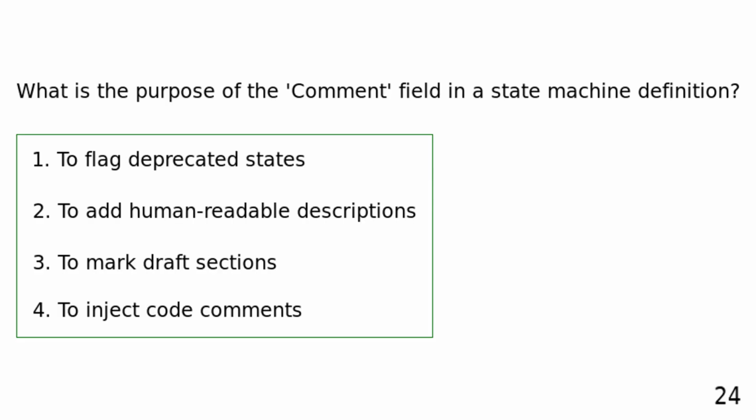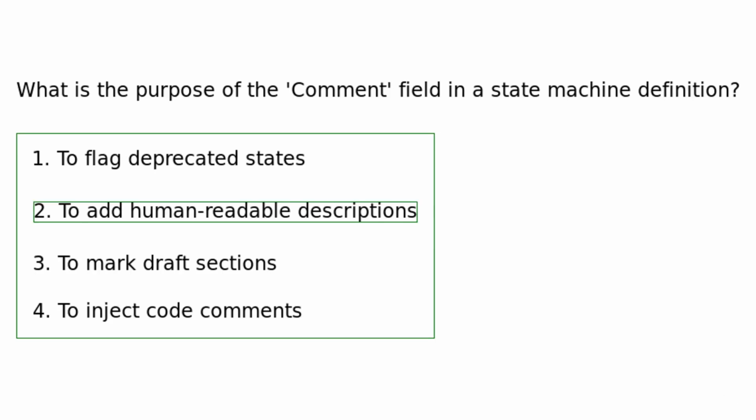What is the purpose of the comment field in a state machine definition? To flag deprecated states. To add human-readable descriptions. To mark draft sections. To inject code comments. The comment field in an AWS Step Function state machine definition allows you to add human-readable descriptions, improving clarity for developers.